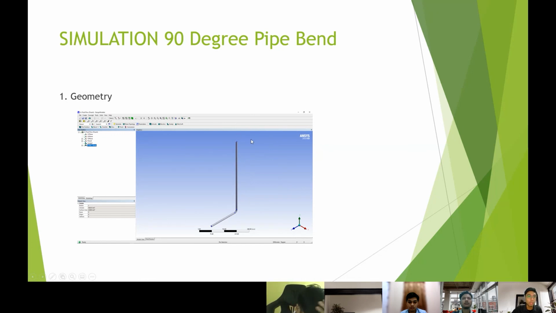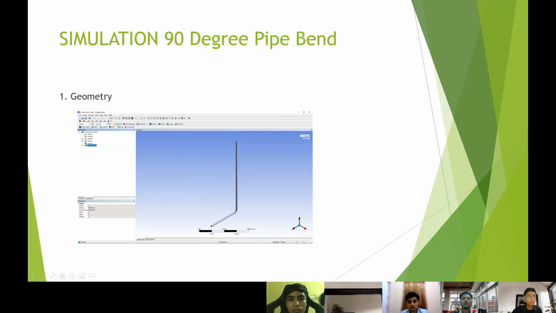First one is the geometry of the project, which is a 90-degree bend pipe. We can sketch by using 500 millimeter for vertical length and 200 millimeter for horizontal length. And the diameter of the pipe is 10 mm for inlet and outlet. And for the bend we use a fillet of 15 millimeter.